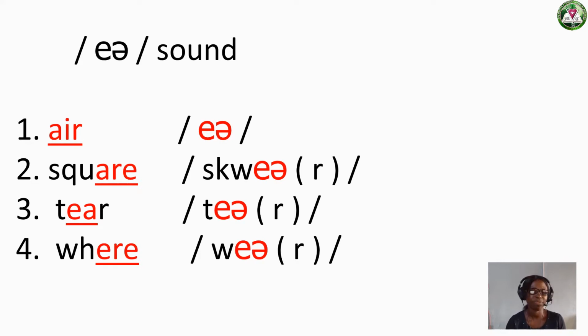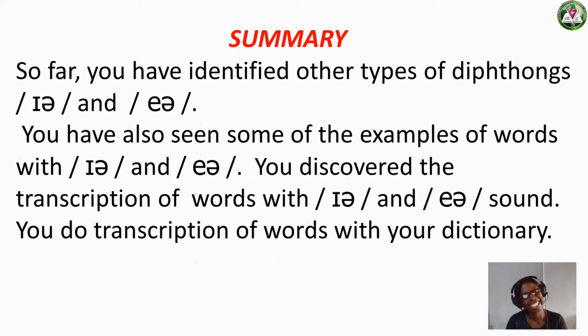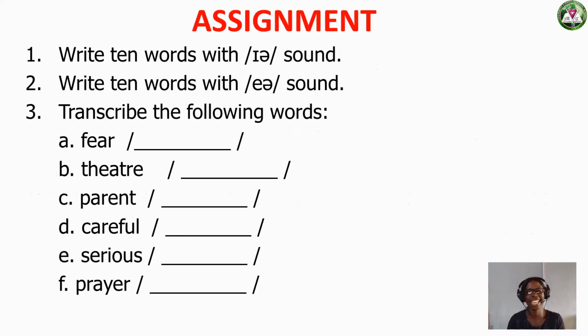All right. So far, you have identified other types of diphthongs. We have ear and air sound. You have also seen some examples of words with ear and air sound. And you discovered the transcription of words with ear and air sound. Remember, you do transcription of words with your what? Dictionary.